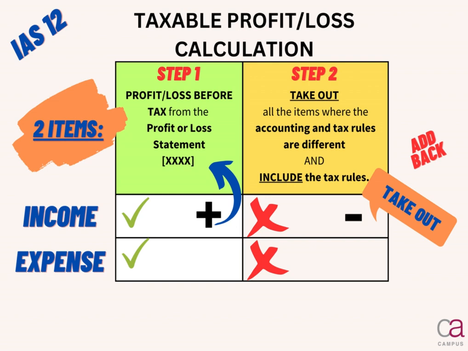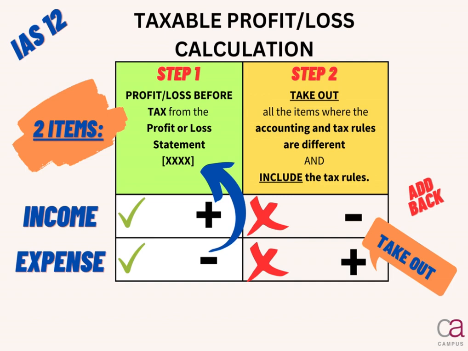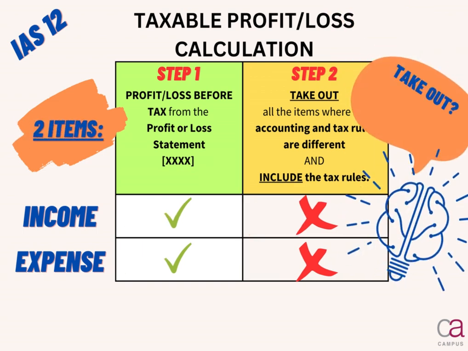Now, when we look at our expense, the expense is included in profit or loss. For accounting, it's an expense. It has a bracket normally, it's a negative. If we take it out, it should be a positive. Then, extremely important, you need to think debit, credit, in, out.